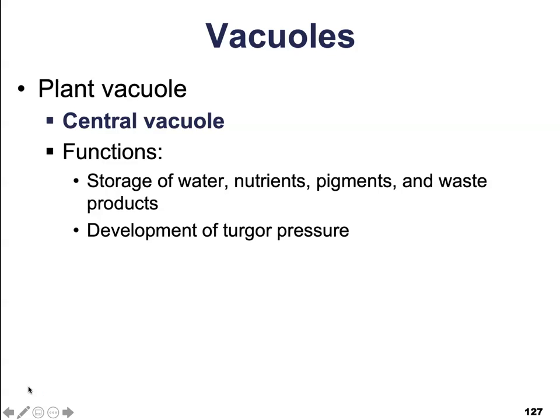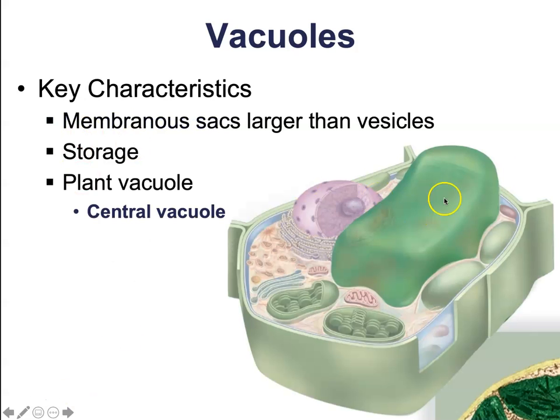allows your celery to become rubbery if you let it sit out on the counter, or allows flowers to wilt after time. You can think of the plant vacuole as like a balloon inside of a box. You stick a balloon inside of a cardboard box, and then you blow it up as big as you can until it pushes against the walls of your cardboard box.